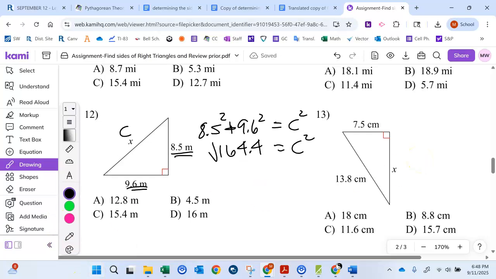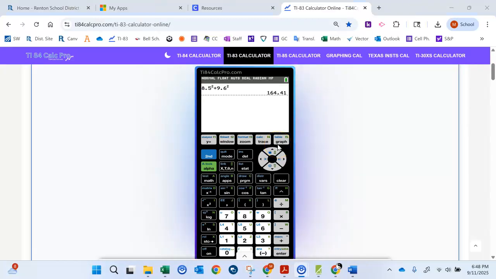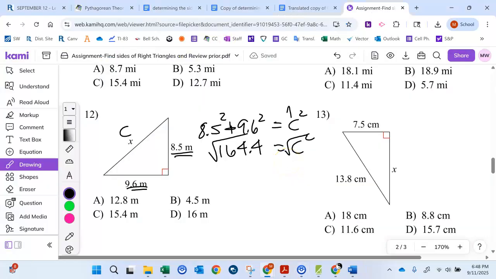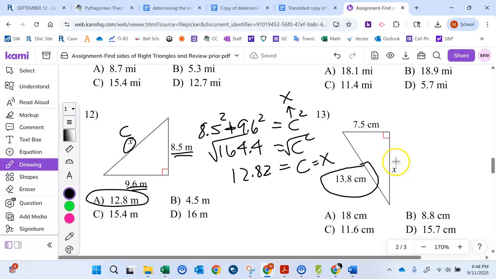Okay, and then I take the square root. So I go, whoops, second, sorry, let me clear this out. You got to go second square root 164.41, and I hit enter, and I get 12.82. By the way, this C is also the X, right? That's this X that I want. So I get 12.82 equals C or X. So that would be this one. No problem. Okay, here would be the same situation, but remember, here we have the C, so we're going to have to do a little bit of algebra. So you can try that one out.